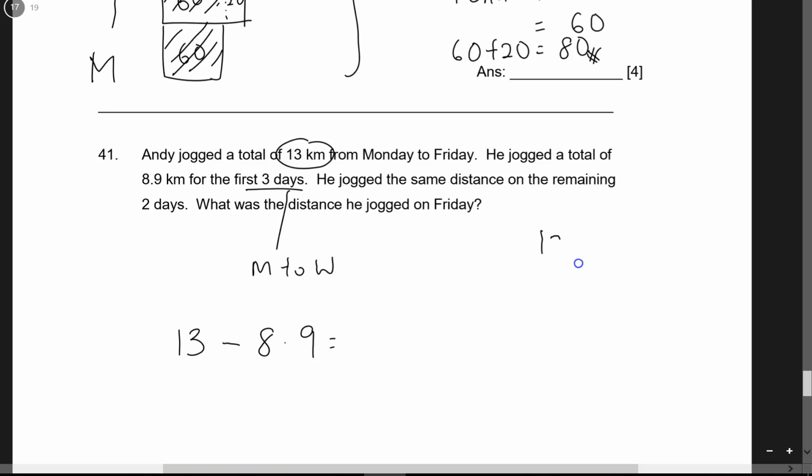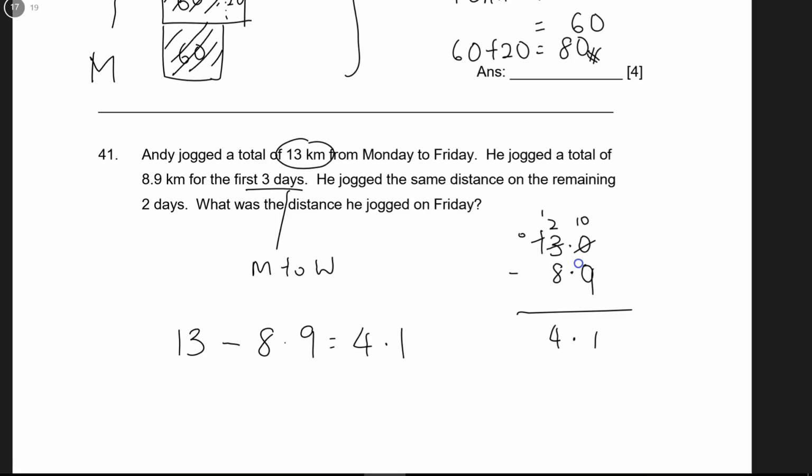So 13 minus 8.9, we have to put a 0 just to help the 9 at the bottom, at the back. This is 2, this is 10, okay, and 12 minus 8, 4.1. Remember your decimal point, please, don't forget your decimal point. 4.1 becomes 41, that's disaster.